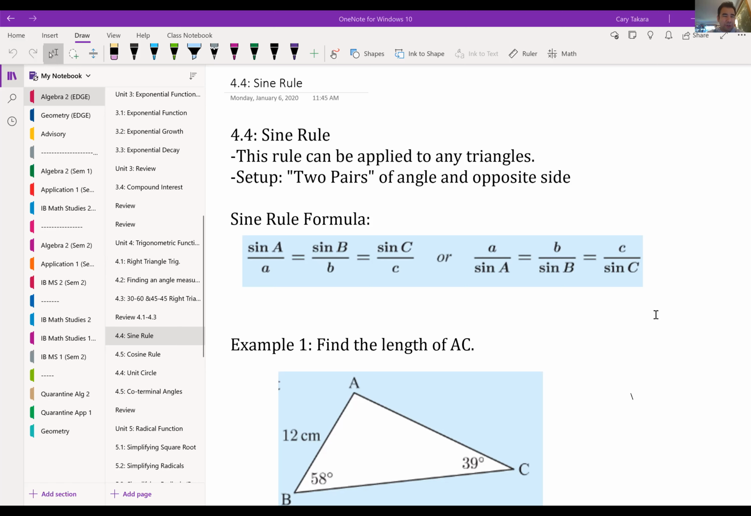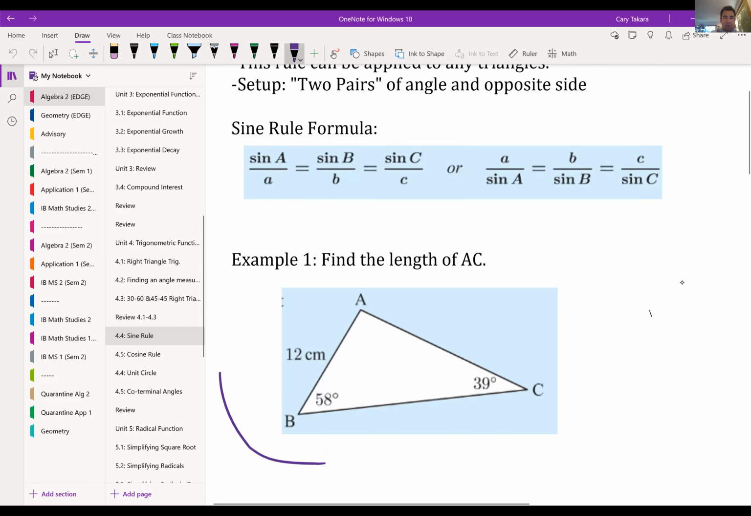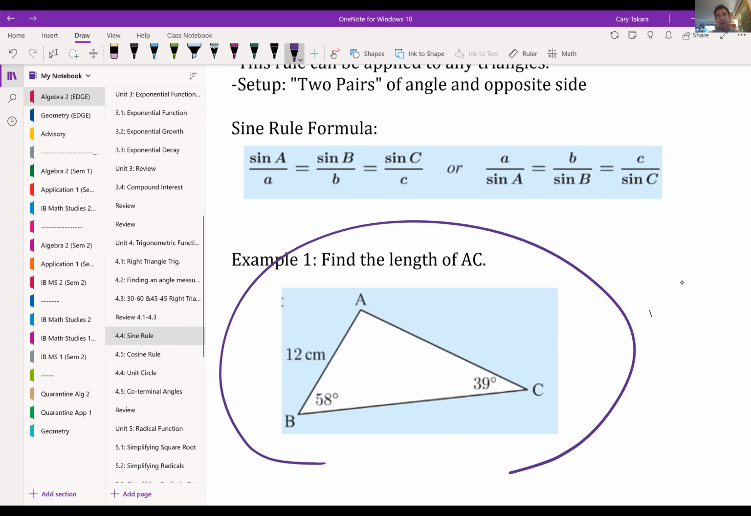Now, in order for you to use a sine rule, it's imperative you have to be able to recognize the setup. So you look at the triangle. If I look at this example 1 that you see on this whiteboard, I know exactly, hey, this is the sine rule setup. Now, how did I know that?